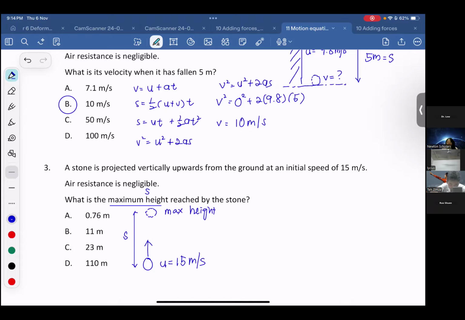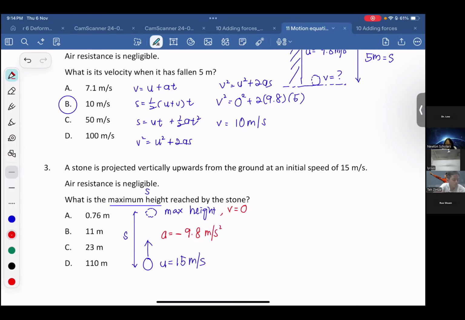So you need two more pieces of information. They don't tell you, but we have to know. At maximum height, your final velocity should be 0. It's because an object going upward, at a certain moment, will go down again. Why does it go down? Because when it reaches the maximum height, velocity becomes 0, then gravity pulls it and it will fall down again. So your acceleration here is against gravity, the object will decelerate. So I need to put a negative.